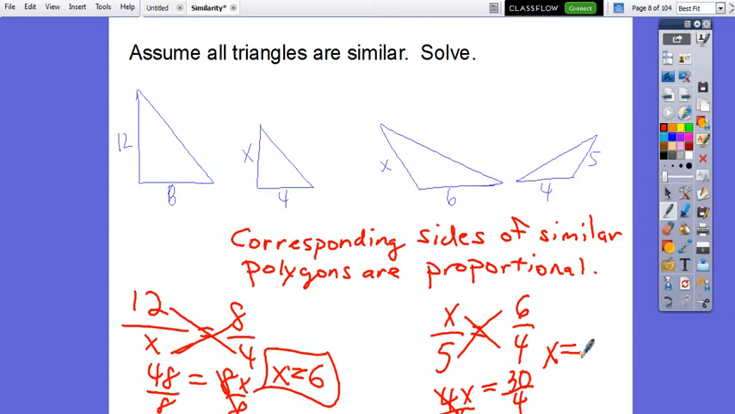By 4, that is. 30 divided by 4. All right. So, our answer is 7.5. No big deal. All right. This is pretty easy, right? Okay, let's go to another set of examples.